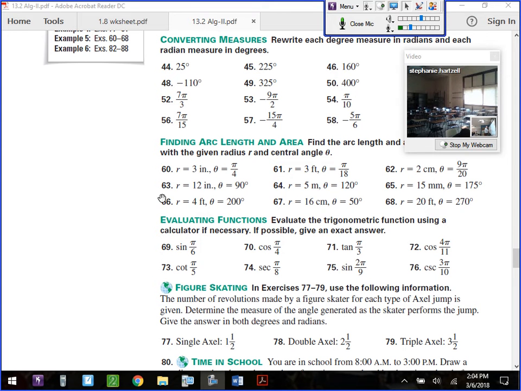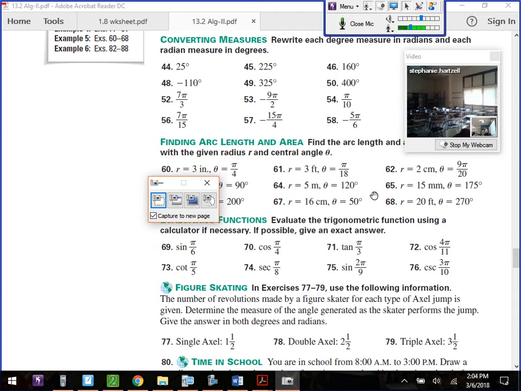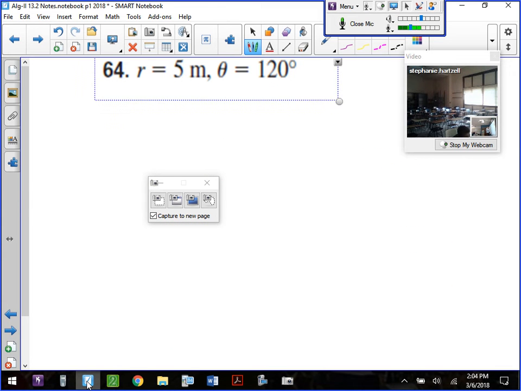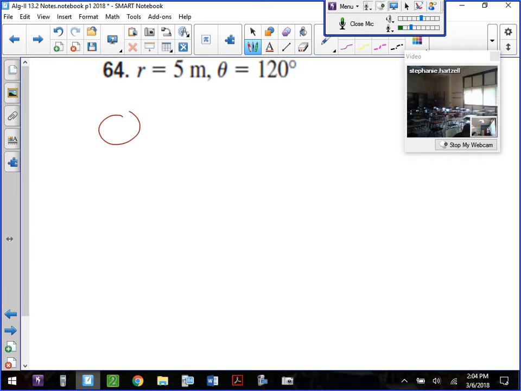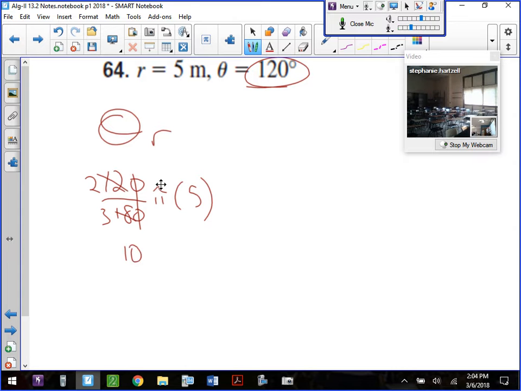So in 64, the formulas that we talked about yesterday for arc length and for area meant that theta was always given in radians. So in this case, if I want to find the arc length of this one, arc length is just theta times radius. So I need to convert this into radians. To do that, I take 120 over 180, slap a pi next to it, and then multiply it times 5. I simplify my fraction, 2/3. So I get 10 pi over 3 arc length.